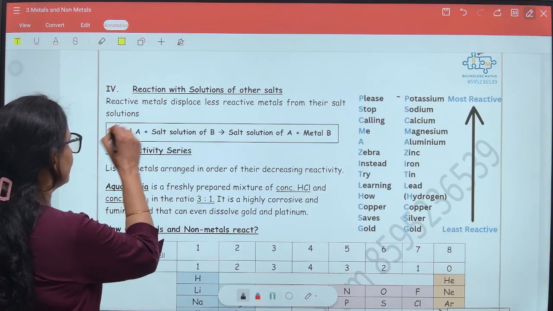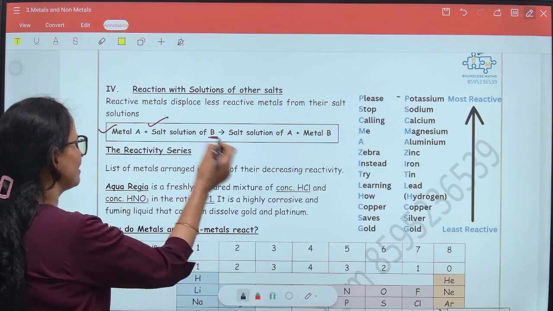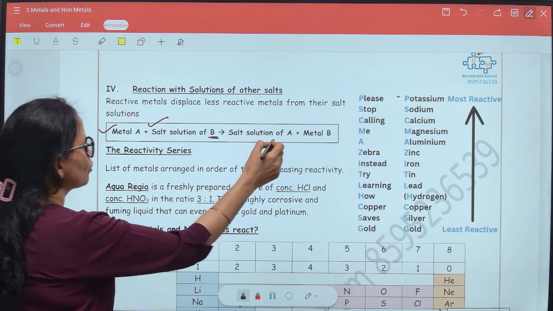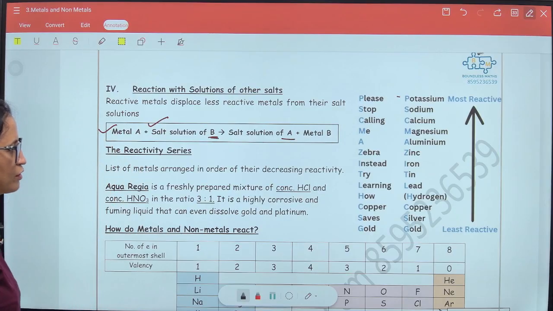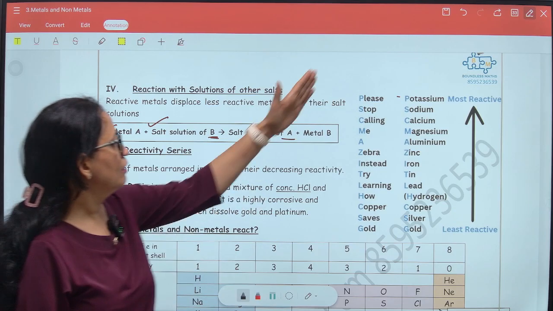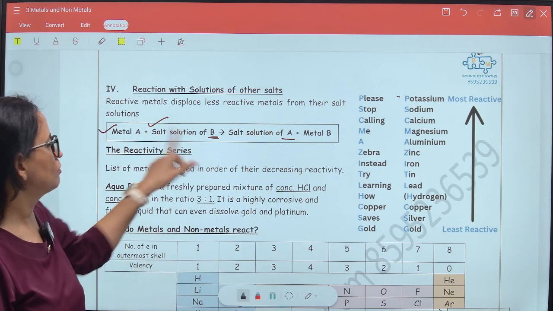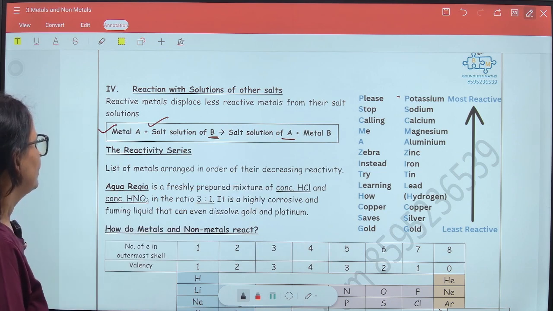So if you have metal A and the salt solution of metal B, which is less reactive than A, then you get the salt solution of A and metal B is displaced. This is a displacement reaction, we have covered this in chapter 1 also. So you need to learn this reactivity series in order to write the correct displacement reaction.